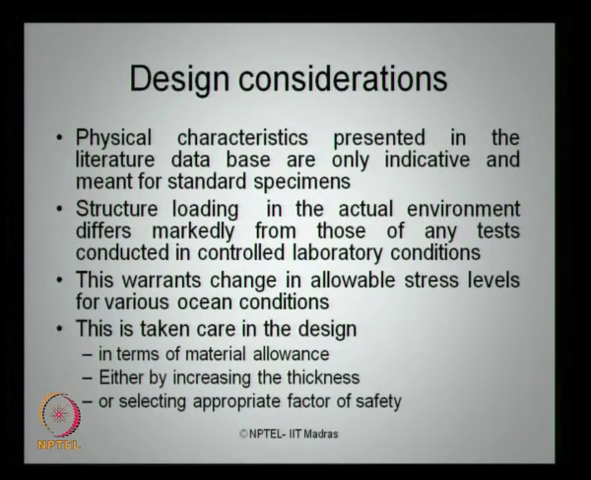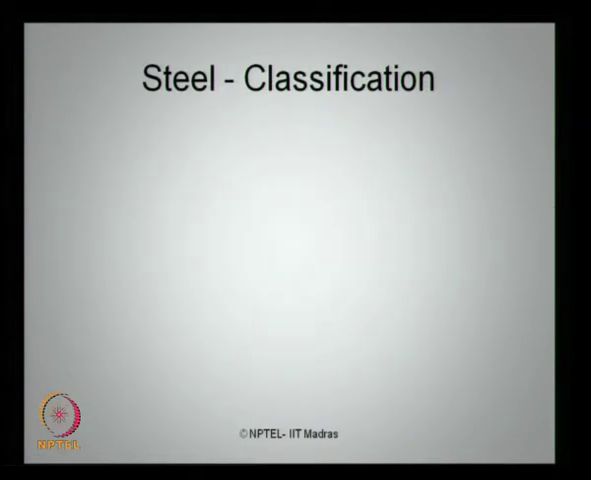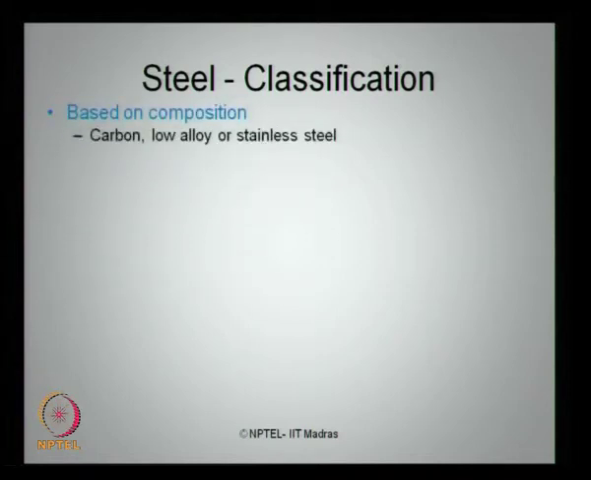So these are some of the methods by which one accounts for the variation in the stress values of the material under marine environment. Let us now look at one specific material in this lecture and try to classify it as applicable to selection of this material for ocean structural systems. Let us say, for example, steel is a fundamental material which is very popularly and widely used for ocean structures. So steel is classified by a variety of criteria, which I am going to list now.